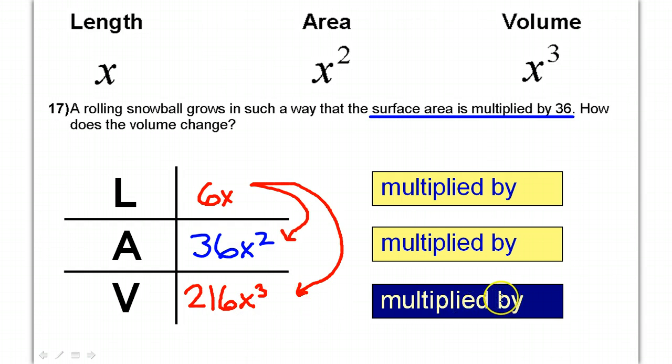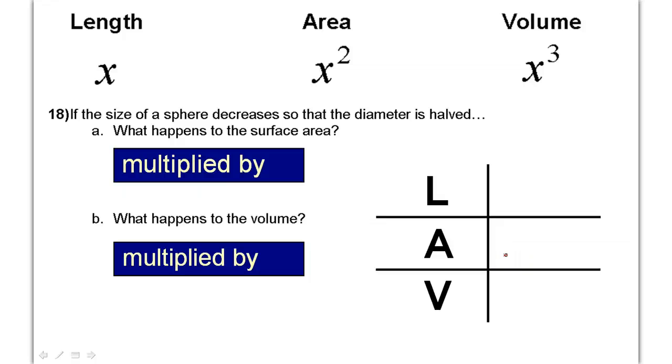Okay, so what's the answer to the actual question? It's multiplied by, I'm just kidding, 216. It is multiplied by 216. All right? Of course, if I had asked you what happened to the length, what would you have said? 6 multiplied by 6. And of course, we were given that the area is multiplied by 36. Okay? Last one.